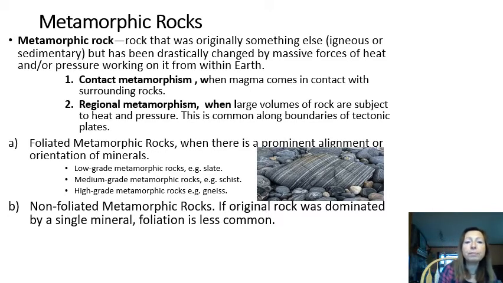There are two types of metamorphic rocks. Foliated metamorphic rocks, when there is a prominent alignment or orientation of minerals, as we can see here on this picture. There are low-grade metamorphic rocks, such as slate, medium-grade metamorphic rocks, such as schist, and high-grade metamorphic rocks, such as gneiss. There are also non-foliated metamorphic rocks, and this simply means that they don't have this foliated alignment of minerals. Its original rock was dominated by a single mineral, and so foliation here is really not developing.